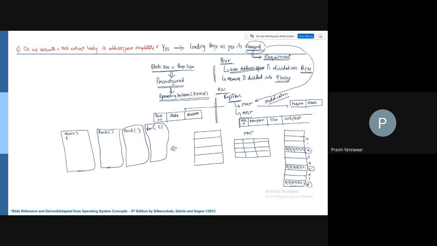Okay, so suppose in this case, this page 1 is required. This is going to be my 0th page, this is going to be my first page, this is going to be my second page, this is going to be my third page. So say the 0th page is required, yes. So it is being allocated at the second page.